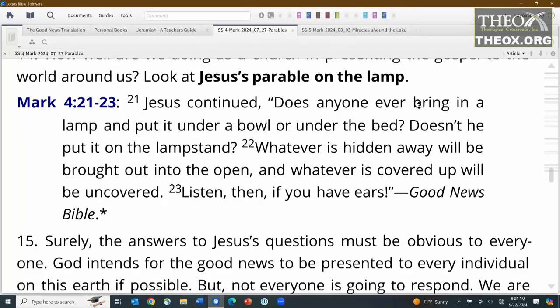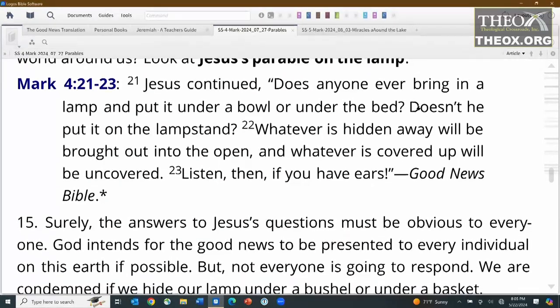Jesus continued, "Does anyone ever bring in a lamp and put it under a bowl or under the bed? Doesn't he put it on a lampstand? Whatever is hidden away will be brought out into the open, and whatever is covered up will be uncovered. Listen then if you have ears."